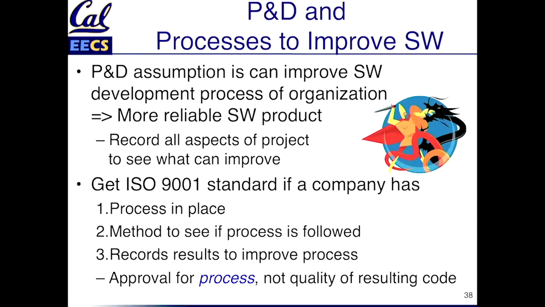You have to have a method to ensure that your process is being followed. And then the last part is you record the results to try and improve the process. So to be a fish company or Oracle, to get the 9001 standard, you have to have all of those pieces. Interestingly, the product that you make doesn't have to be high quality. All you have to do is have a process that you follow, you check if it's being followed, you record the results and make improvements on your process.